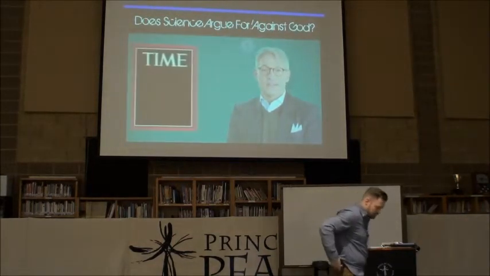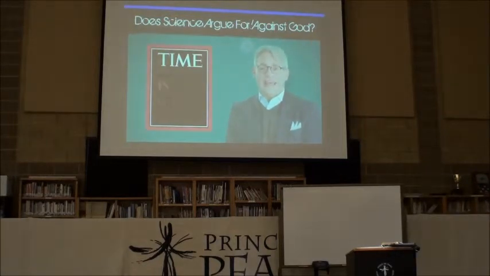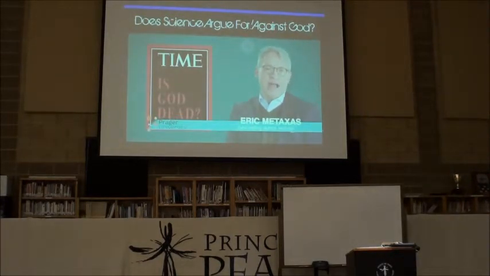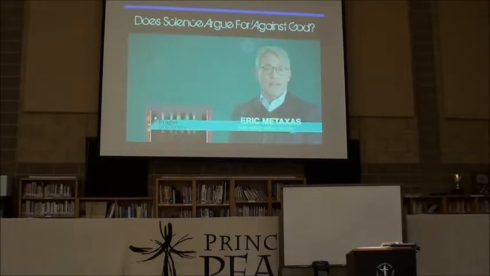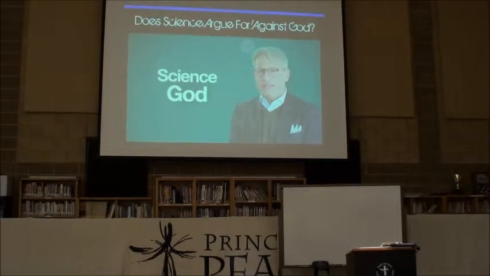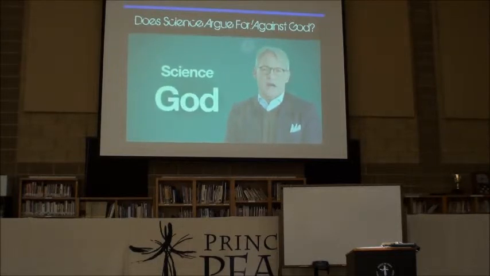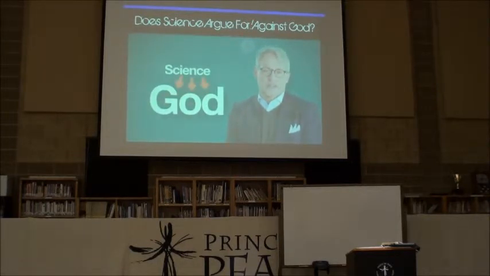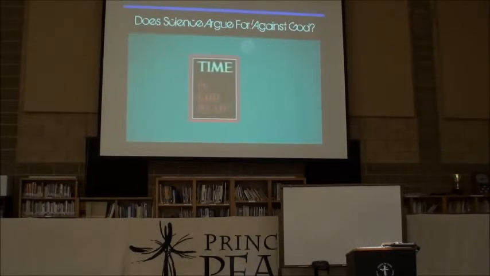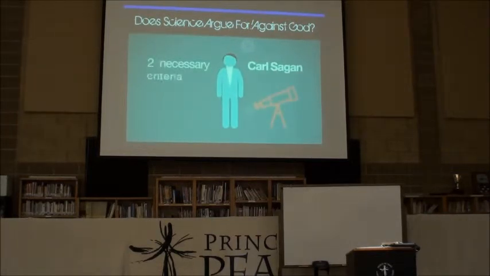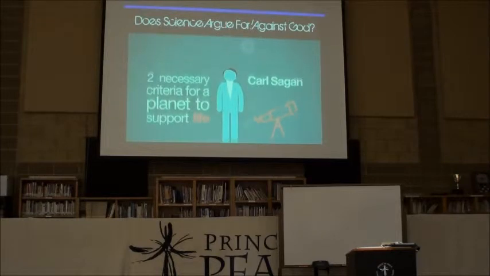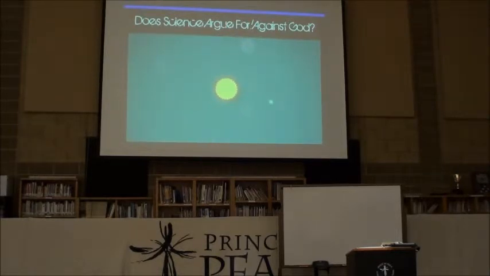In 1966, Time magazine ran a cover story asking, is God dead? The cover reflected the fact that many people had accepted the cultural narrative that God is obsolete, that as science progresses, there's less need for a God to explain the universe. It turns out, though, that the rumors of God's death were premature. In fact, perhaps the best arguments for his existence come from, of all places, science itself. Here's the story. The same year Time featured its now famous headline, the astronomer Carl Sagan announced that there were two necessary criteria for a planet to support life: the right kind of star and a planet the right distance from that star.